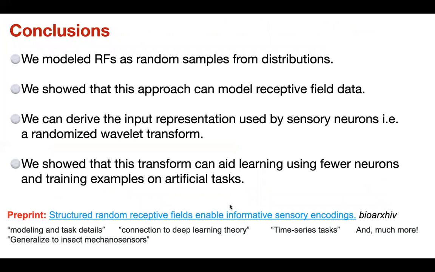So to conclude, we modeled receptive fields as random samples from distributions, particularly Gaussian processes. We showed that this approach can model receptive field data quite well. We can derive the input representation used by sensory neurons, that is a randomized wavelet transform. And we showed that this transform can aid learning using fewer neurons and training examples on artificial tasks.